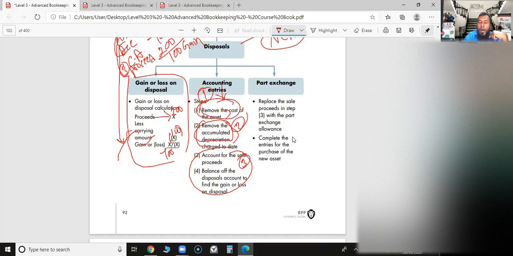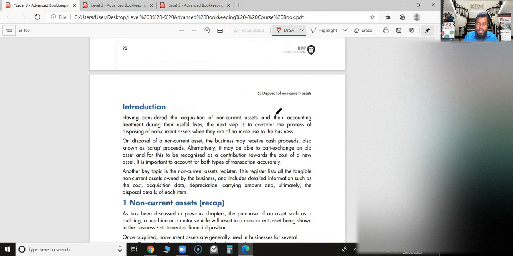There's something called part exchange. Part exchange means when you exchange your old asset for a new one. That means you're giving the old asset and getting a new one. But it's not just the exchange only. You might have to give some money as well because the new asset is more expensive. That's my part exchange. Similar to disposal, we will go through it with some activities.